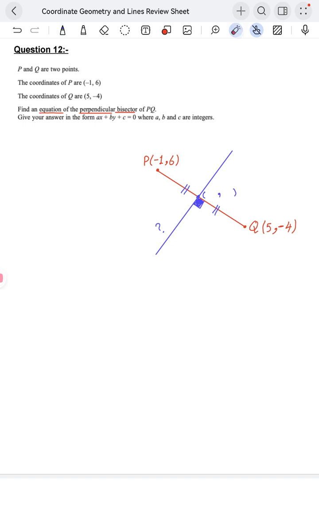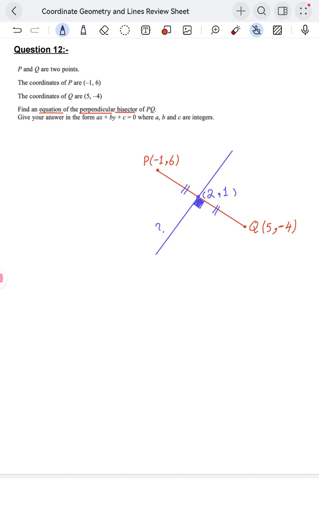First of all, it's easy to find the midpoint. You just add the x coordinates to each other and divide by 2, and add the y coordinates to each other and divide by 2. Let us start with the x coordinates. -1 plus 5 is 4. 4 divided by 2, the answer is 2. Now the y coordinates: 6 plus -4 is 2, and 2 divided by 2 is 1. So the midpoint is 2 and 1.